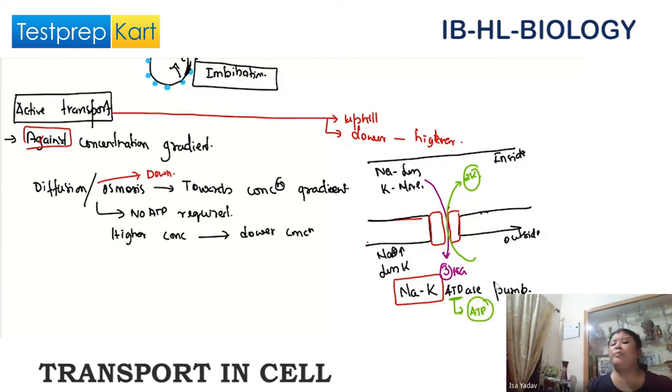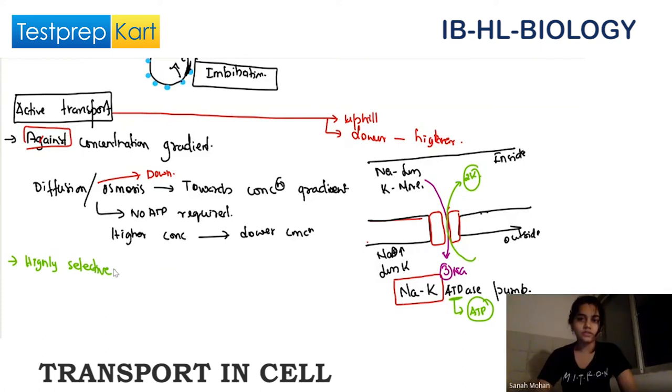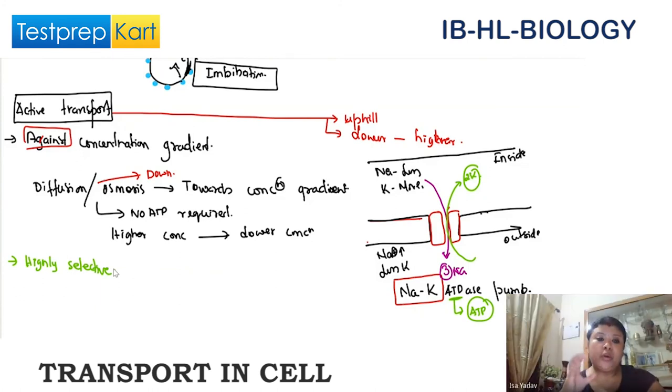This is called the sodium potassium ATPase as well. So whenever it is active transport, always ATP will be required. Again, we should understand active transport is highly selective. Sana, what do you understand by the word active transport is highly selective? It only lets certain things in. Yes. Though energy is utilized, it is highly selective. Okay, is this clear? All right.